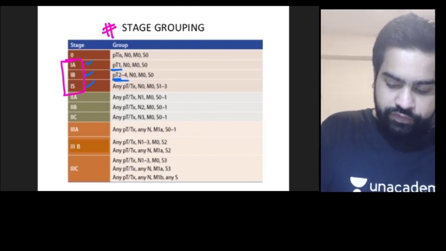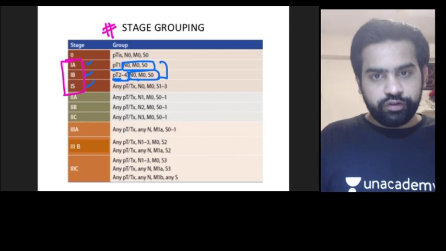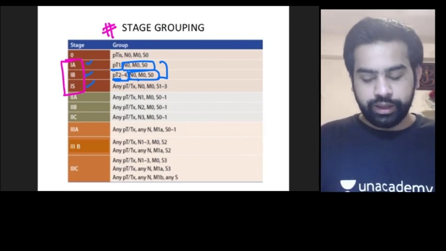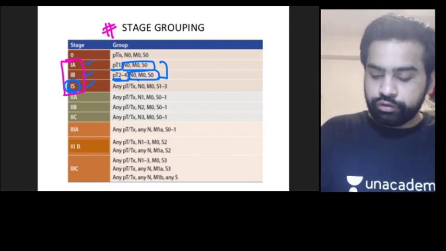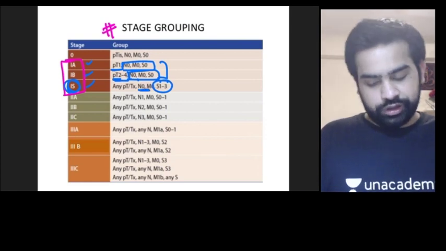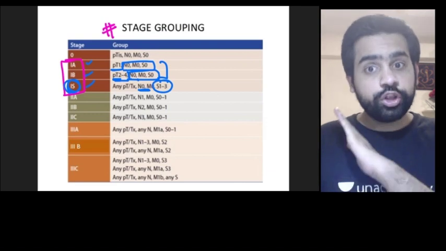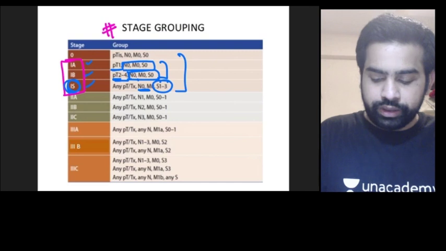Everything will have N0, M0 and S0. So no tumor markers, no lymph nodes, no metastasis. If you have a T1 or you have T2 to T4, that is stage 1A and stage 1B. What about 1S? In 1S, you are basically going to have elevated tumor markers, but no lymph nodes and no metastasis. That is 1S. Understood? So that is about stage 1, nothing great about it.